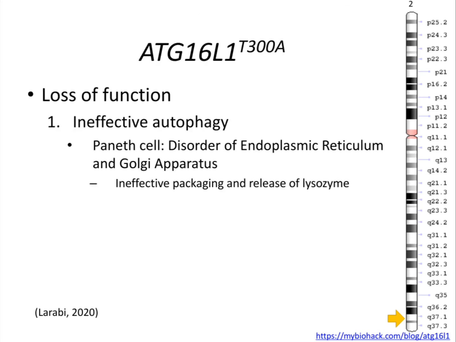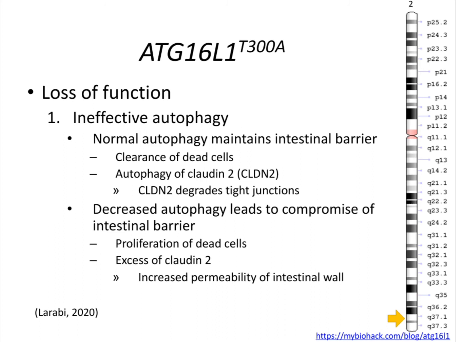The first dysfunction to be discussed is the loss of effective autophagy. Paneth cells with the allelic variation exhibit a disorder of the endoplasmic reticulum and Golgi apparatus. This results in the ineffective packaging and release of lysozyme. Normally, autophagy maintains the intestinal barrier by removing dead cells and removing the protein Claudin-2. When Claudin-2 is allowed to act, it degrades tight junctions between epithelial cells in the intestinal wall.